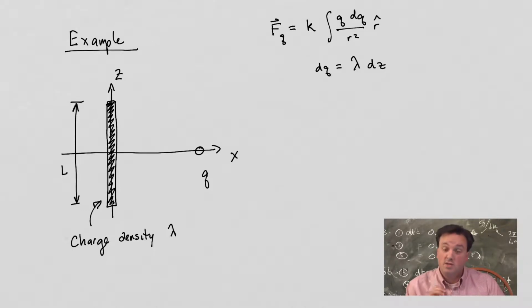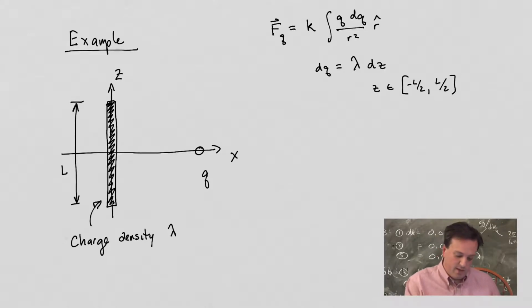But of course, this charge distribution isn't there for all values of z. It's really only there for z in some interval, which is going to be between minus L over 2 and L over 2. And so that's just something to keep in the back of your mind, that when we talk about this charge distribution, it isn't defined everywhere. It's only defined from minus L over 2 to L over 2.